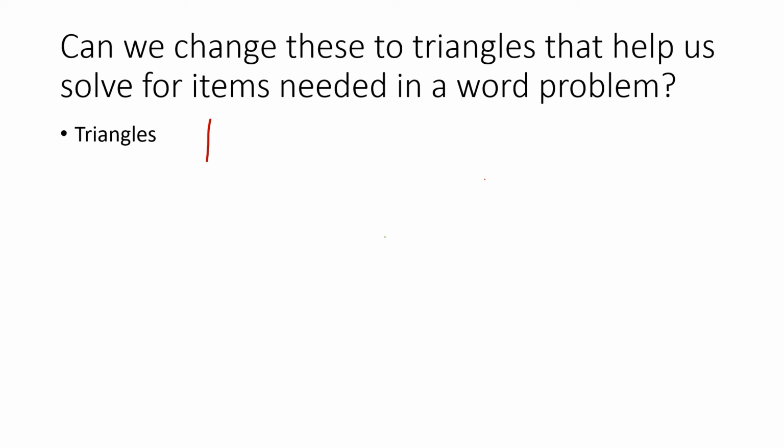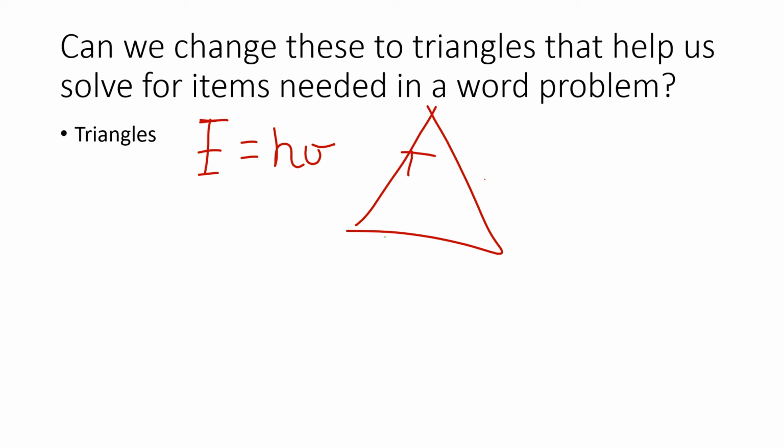So to review real quick, energy is equal to Planck's constant times the frequency, and its triangle looks like this. The other one we're going to talk about is using the speed of light, which is c, equal to the frequency times the wavelength.